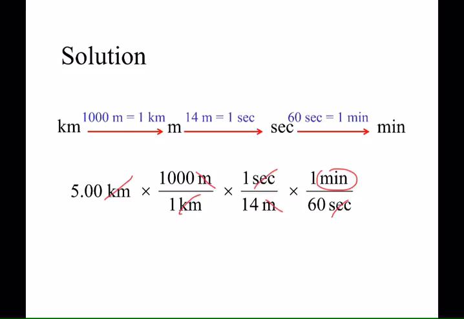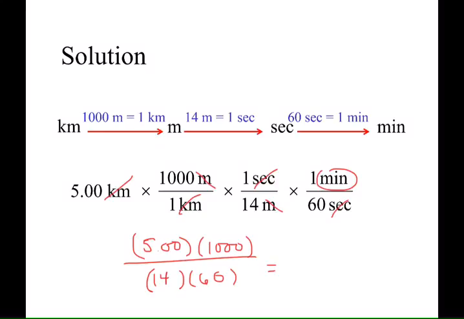So in our calculator, the numbers we're going to put in is 5.00 or 5, same thing in our calculator anyway, times 1,000 times 1, divided by 1 times 14 times 60. Okay, so those are our numbers. And again, feel free to come up with the product of the numerator, put it there, and the product of the denominator, put it there, and do one last division problem.